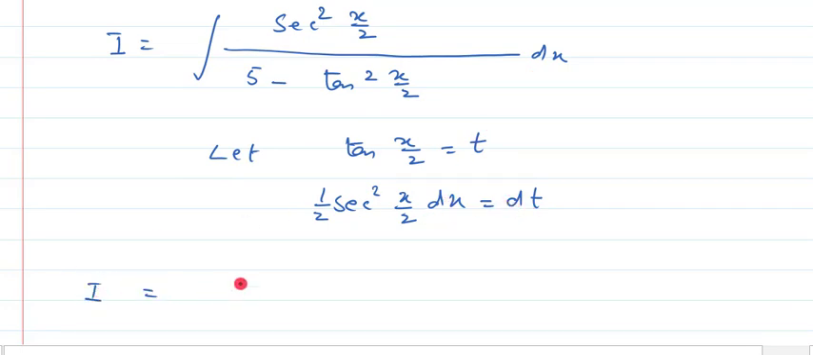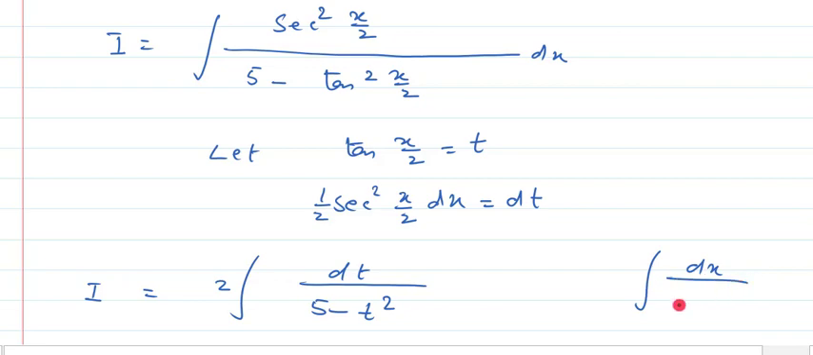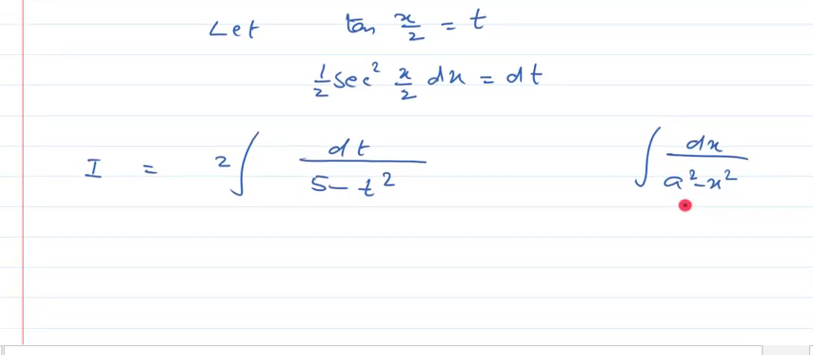So therefore I is equal to 2 into dt upon 5 minus t square. And you know very well this identity, this is nothing but simply dx upon a square minus x square. This is one of the 7 results that we have studied in previous videos. So using the same over here, a is equal to root 5 and t is in form of x over here.